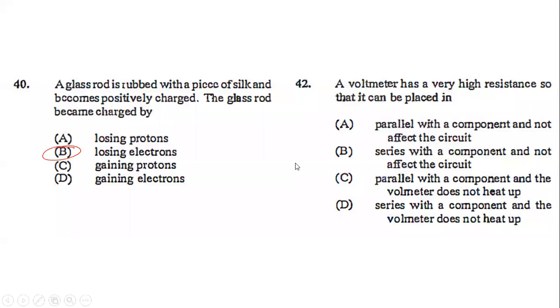42. A voltmeter has a very high resistance. So where do we place a voltmeter? Voltmeters are placed in parallel, so this is one of two possible answers. And why do we place it in parallel? So it doesn't affect the circuit. All right, so that's also why it has a very high resistance. It doesn't affect the circuit. So 42 is C.